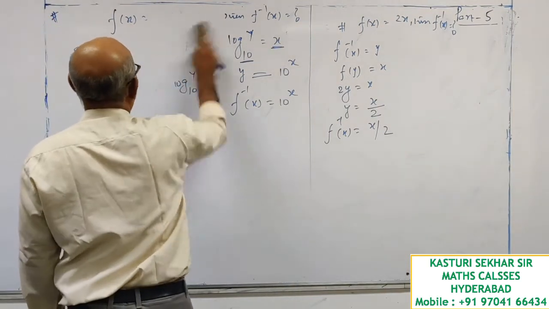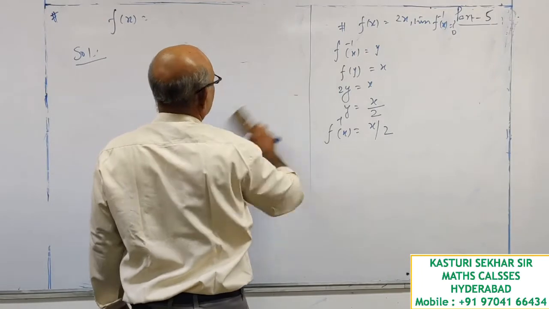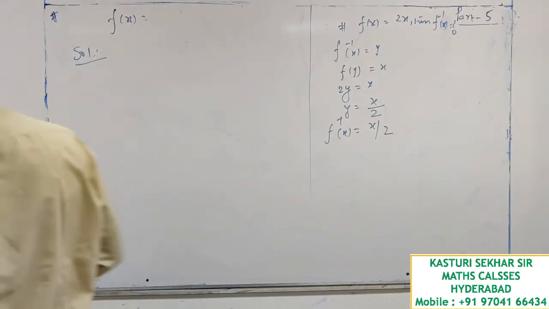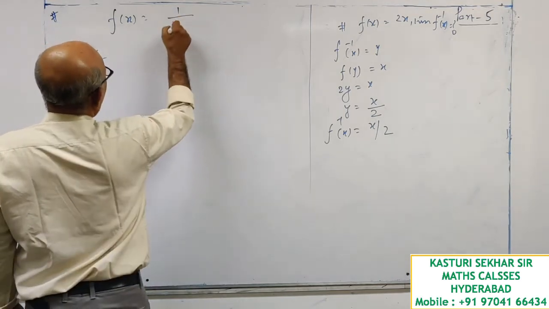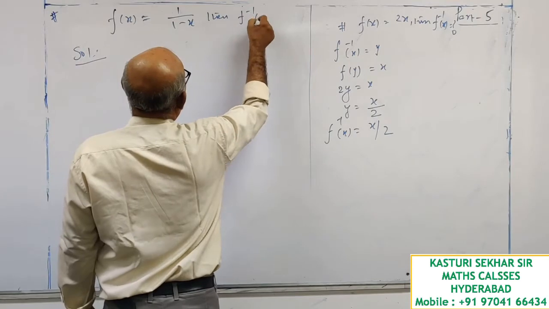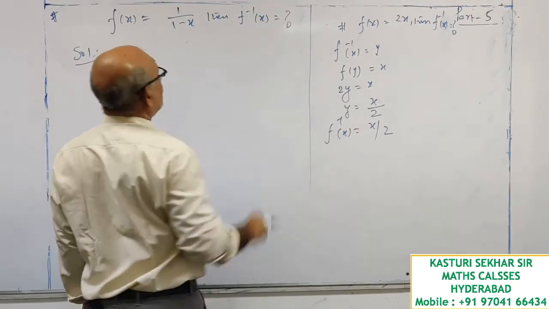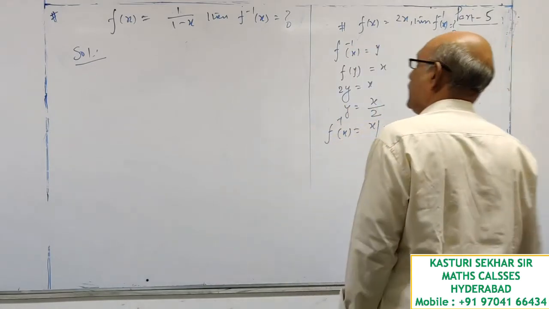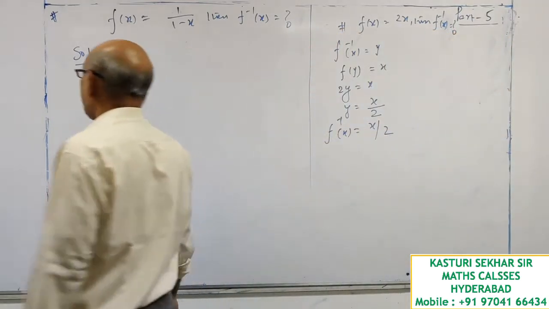Next question. f of x is equal to 1 by 1 minus x. Then f inverse x is question mark. f of x is equal to 1 by 1 minus x. f inverse x is question mark.